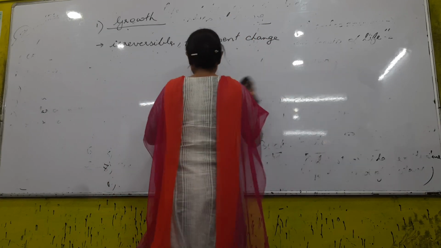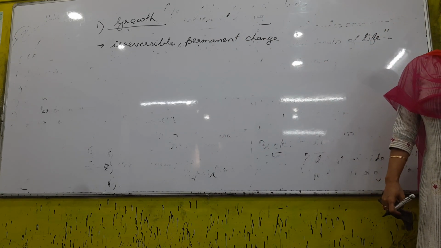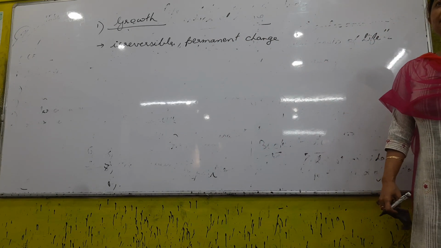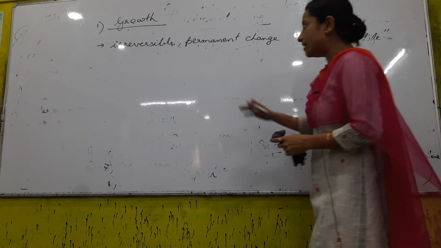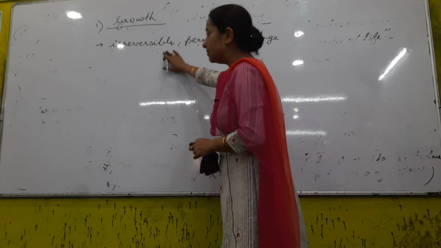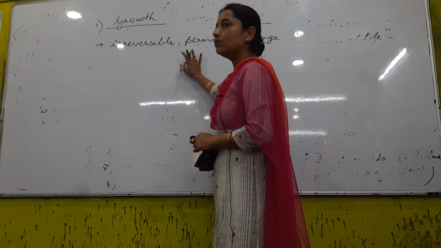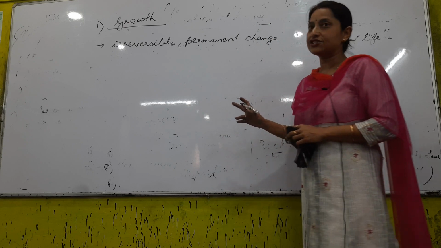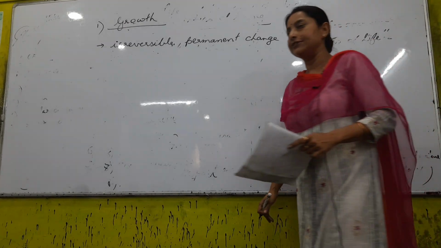How can you define growth? Growth is nothing but a reaction. What kind of reaction? An irreversible reaction. Once growth has happened, can it become negative again? It cannot. So it is a type of reaction that is irreversible. It is something that is permanent. I think these two words are clear now. What is growth? Growth is a reaction. What type of reaction? Irreversible and permanent.